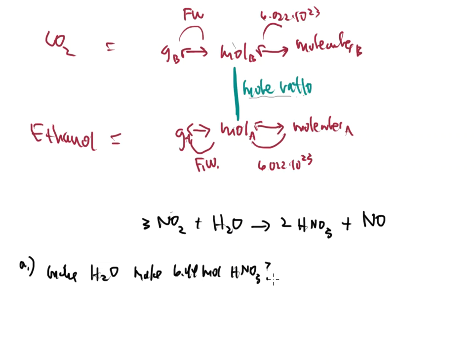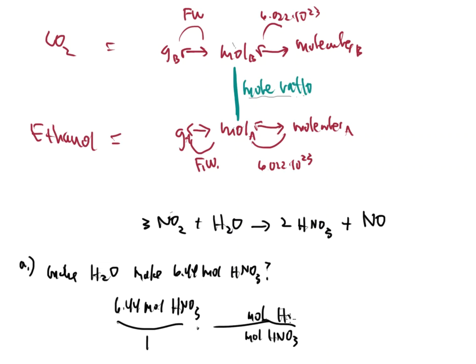All right, no big deal. I've done this twice. I can do it again. 6.44 moles of HNO3 over 1. Bring in your next step. Mole of HNO3 on top, mole of HNO3 on the bottom, and I need to go to mole of water, H2O.